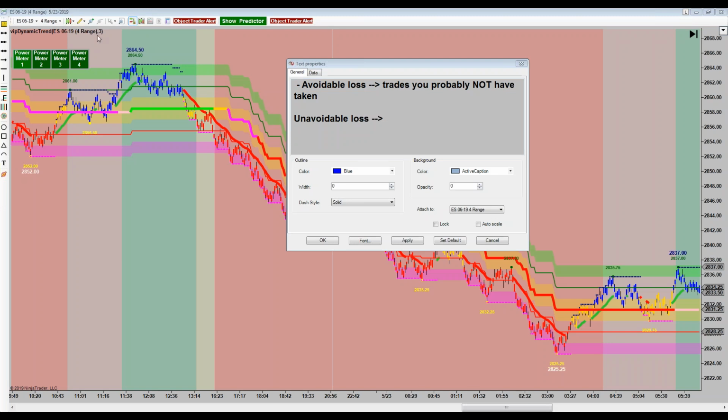So finishing out this statement, an unavoidable loss is an example of a trade that you should have taken and did take. It was a legitimate trade, yes, and it just didn't work out for whatever reason.